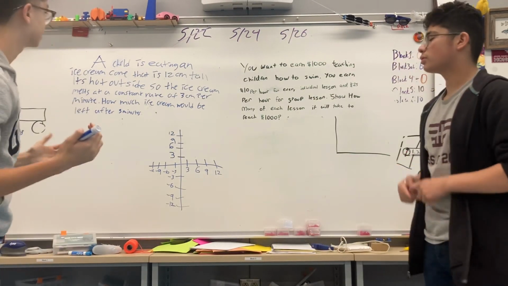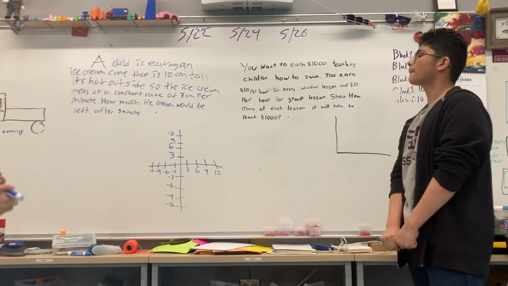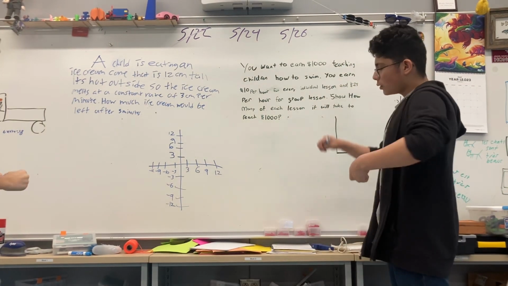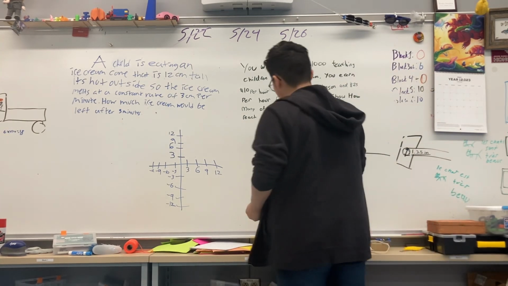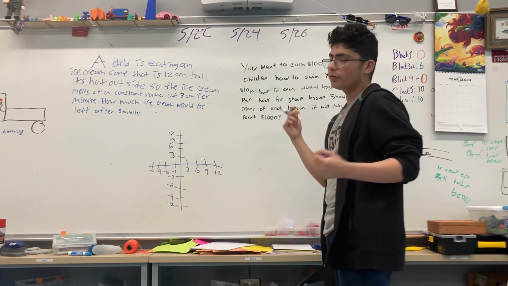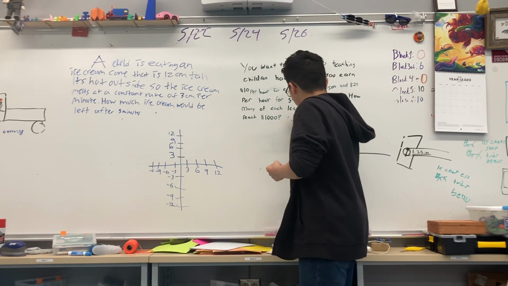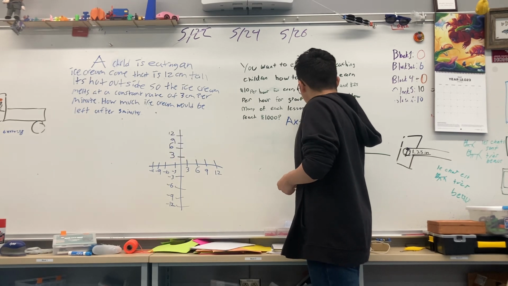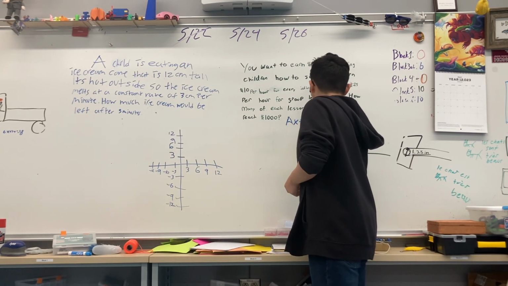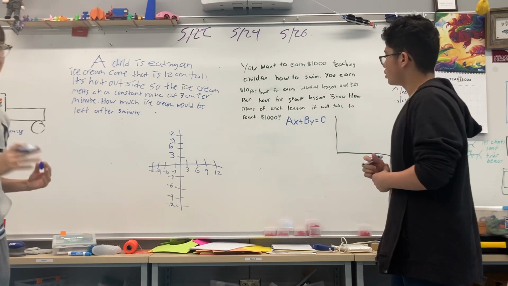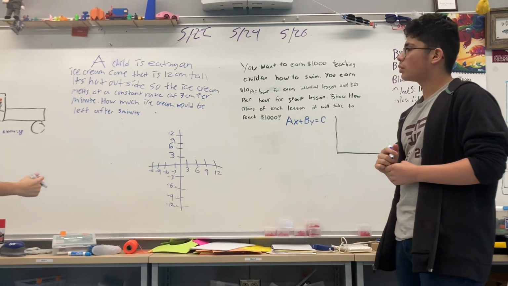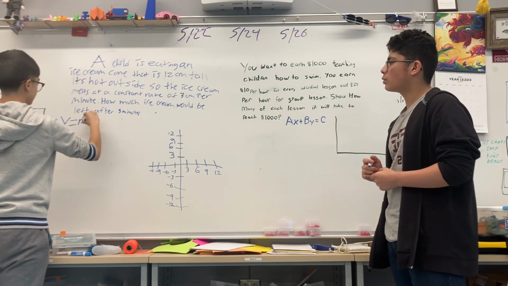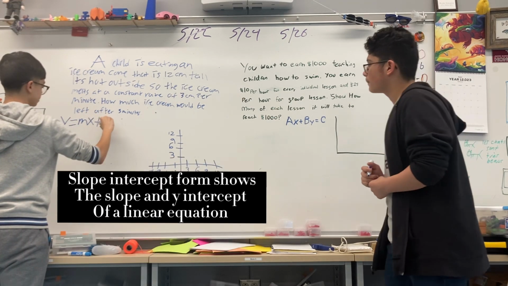Our topic for today is writing and solving equations in slope-intercept form and standard form. When making these equations, we'll be needing two formulas. One for standard form is ax plus by equals c. For slope-intercept form, our formula would be y equals mx plus b.